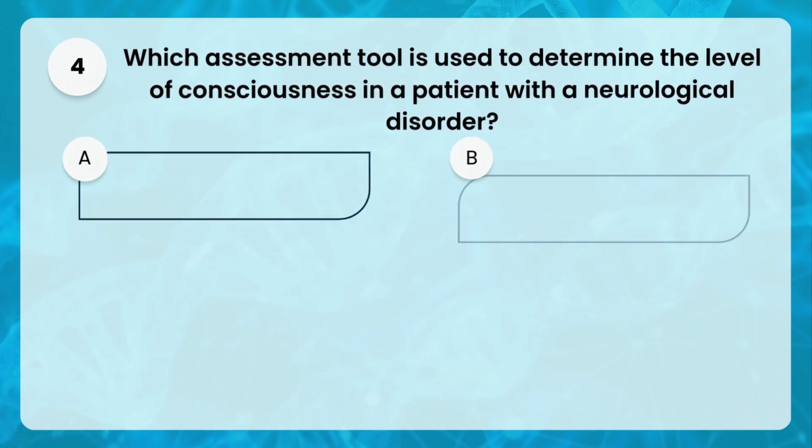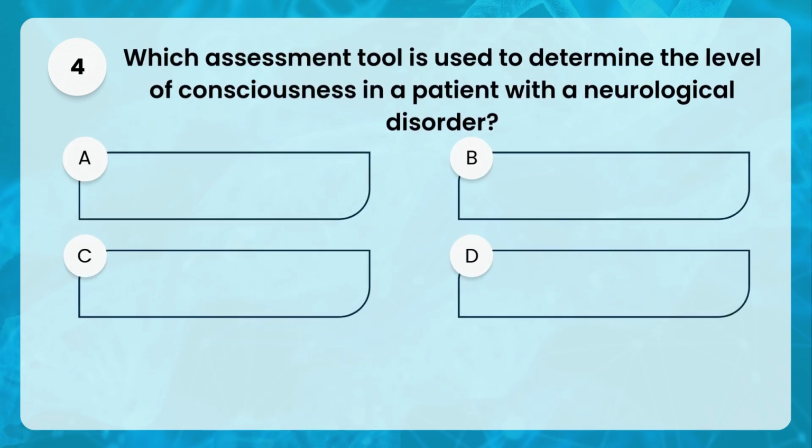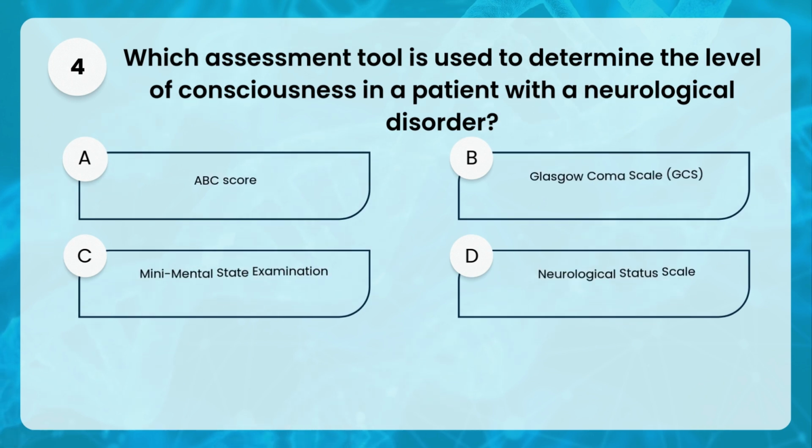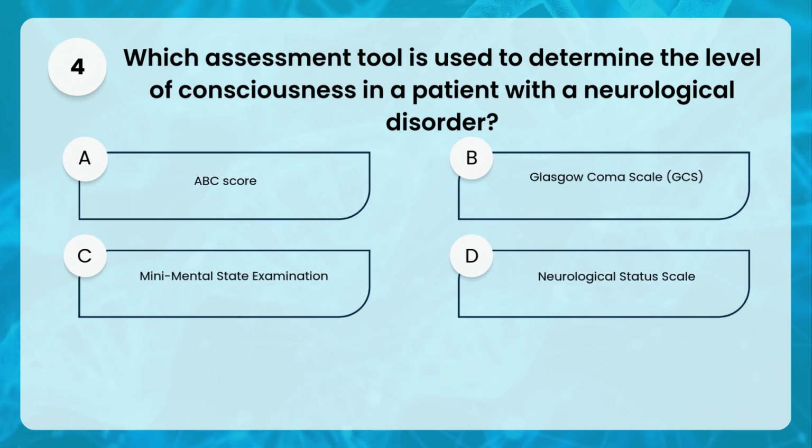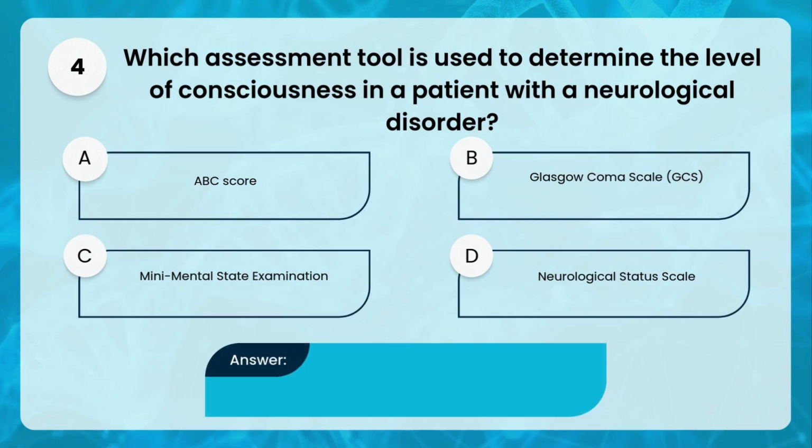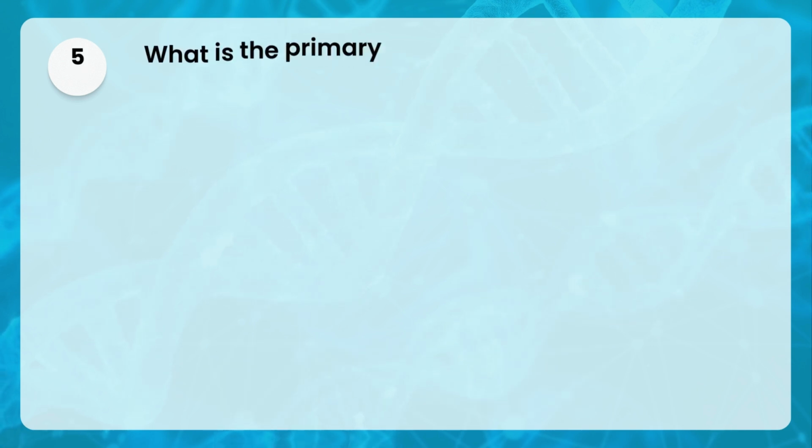Number 4. Which assessment tool is used to determine the level of consciousness in a patient with a neurological disorder? A. ABC score. B. Glasgow Coma Scale, GCS. C. Mini-Mental State Examination. Or D. Neurological Status Scale. The answer is B. Glasgow Coma Scale.